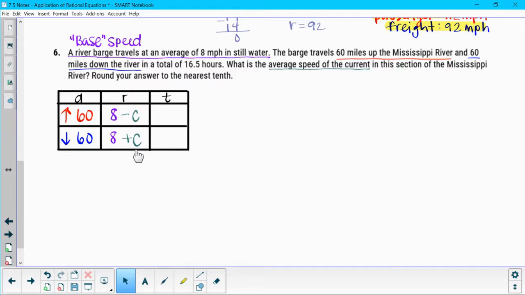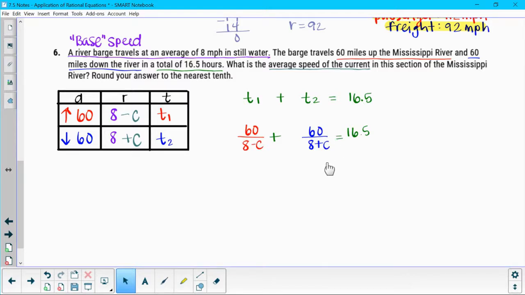So now we're no longer dealing with the type of questions where it's the same amount of time. Now we know it's a total of 16.5 hours, which my times need to get filled in. So T1 plus T2 is going to equal 16.5. So I went ahead and created my equations. 60 over 8 minus C plus 60 over 8 plus C is going to equal 16.5.